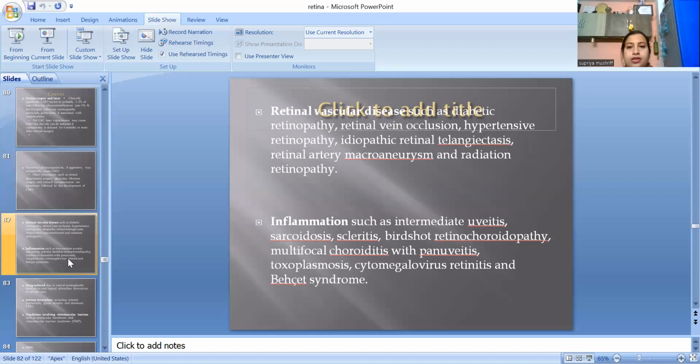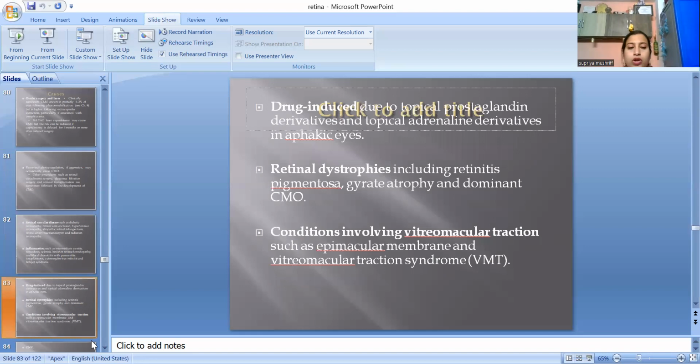Retinal vascular diseases such as diabetic retinopathy, retinal vein occlusion, hypertensive retinopathy, idiopathic retinal telangiectasia, retinal artery macroaneurysm, and radiation retinopathy can also lead to it. Inflammation such as intermediate uveitis, sarcoidosis, scleritis, birdshot retinochoroidopathy, multifocal choroiditis with panuveitis, toxoplasmosis, cytomegalovirus retinitis, and Behçet syndrome is also known to be associated with cystoid macular edema.